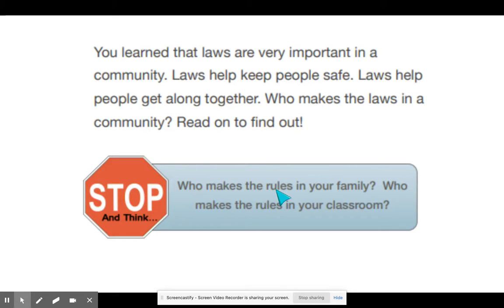Who makes the laws in a community? Read to find out. Now this will be your focus question. Who makes the laws in a community? So pay attention as Mrs. Carlton goes through this lesson to try to pick out who makes the laws in the community.